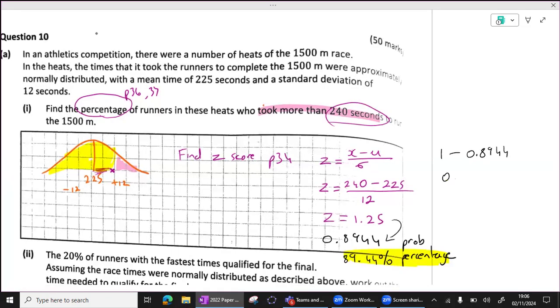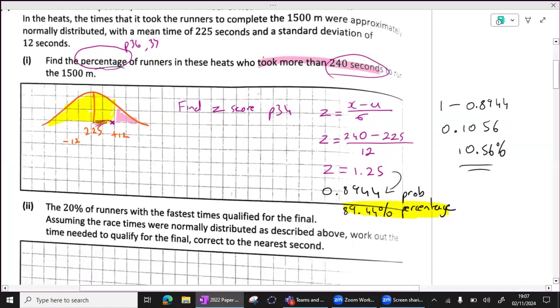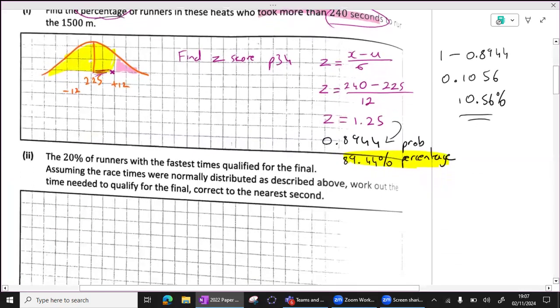So the answer comes out to be 0.1056. Now that's the probability, but we are asked for the percentage. So I'm doing 10.56% is my answer. So my answer is about 10.56% of all these runners took more than 240 seconds to run the 1500 meters. Okay, let's look at part 2.